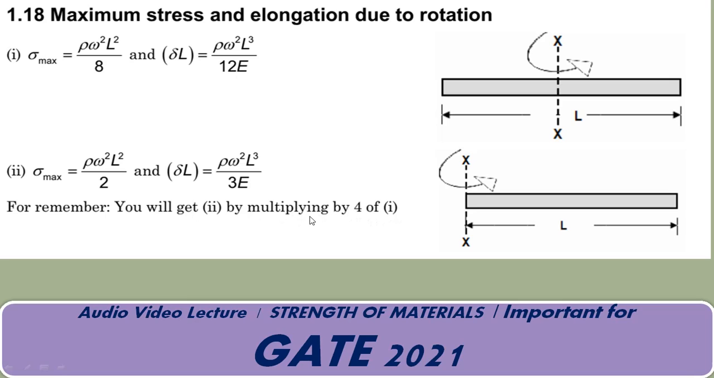You will get 2 by multiplying by 4 of 1. Here we multiplied by 4, we will get this second equation.